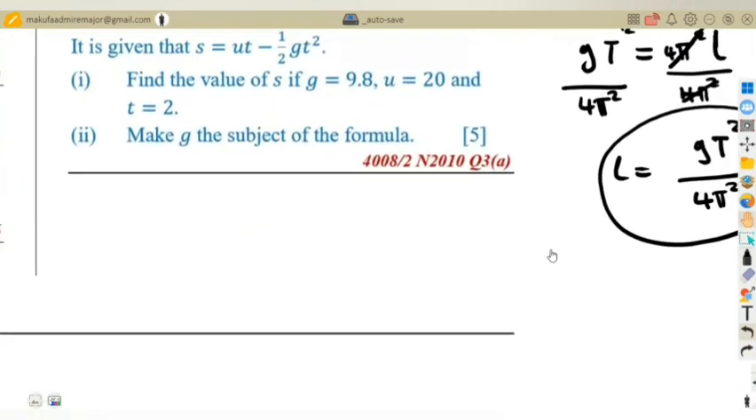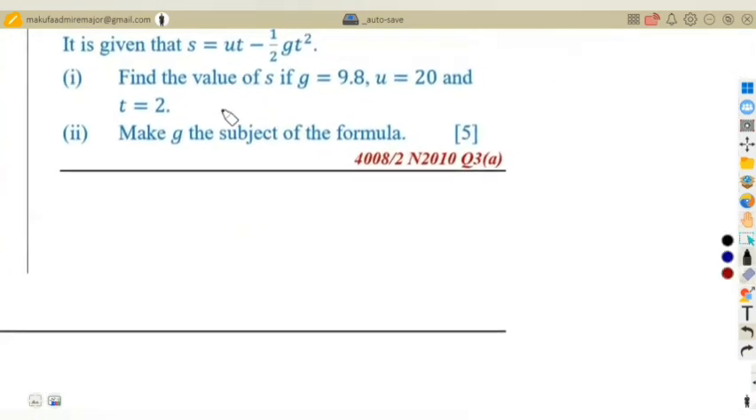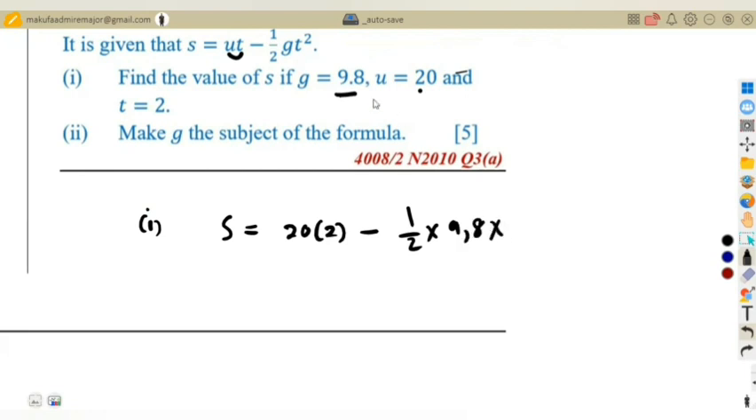Then the other part, we are given that s is equal to ut minus half gt squared, find the value of s given the information. Here we're just going to substitute the values that we are given in order for us to have s, which is equal to u times t. U is 20, so that's 20 times t, which is 2, minus half times g. Our g is given as 9.8 times t squared. Our t, which is 2, so it's going to be 2 squared.